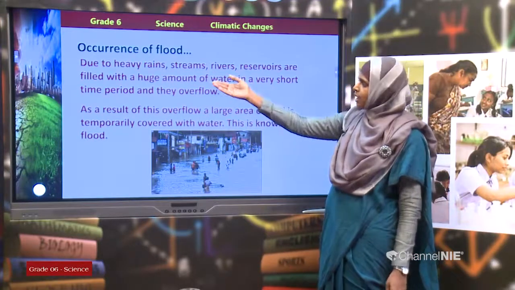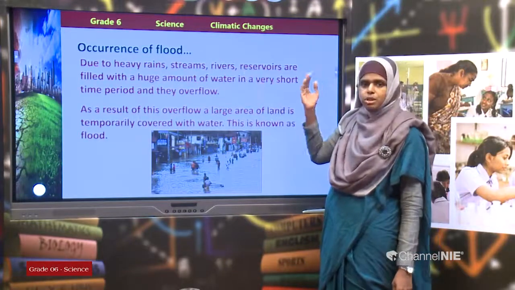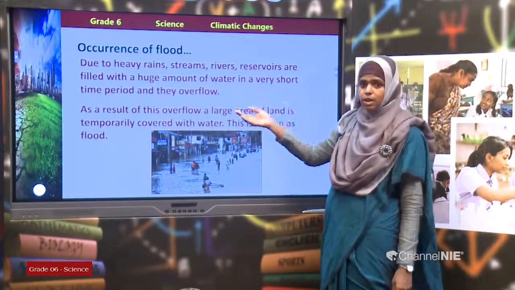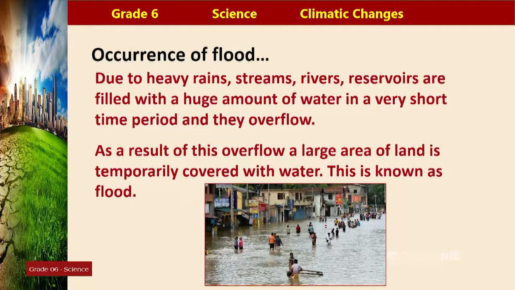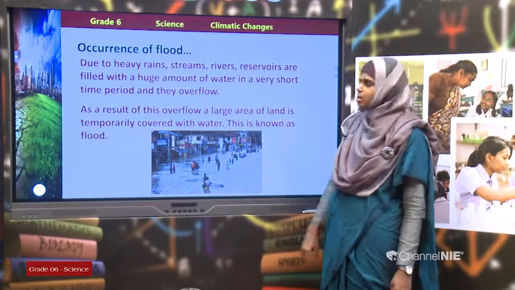So, what causes a flood? Due to heavy rains, what would happen? The rivers, the streams, reservoirs are filled with a huge amount of water. Whenever there is heavy rain, all the water would flow into these streams, rivers and reservoirs, so these get filled within a very short time period. The incoming water would be more than the capacity of water that they can hold, and therefore these rivers, streams, reservoirs overflow, because within a short time there will be a lot of water flowing into them, children.